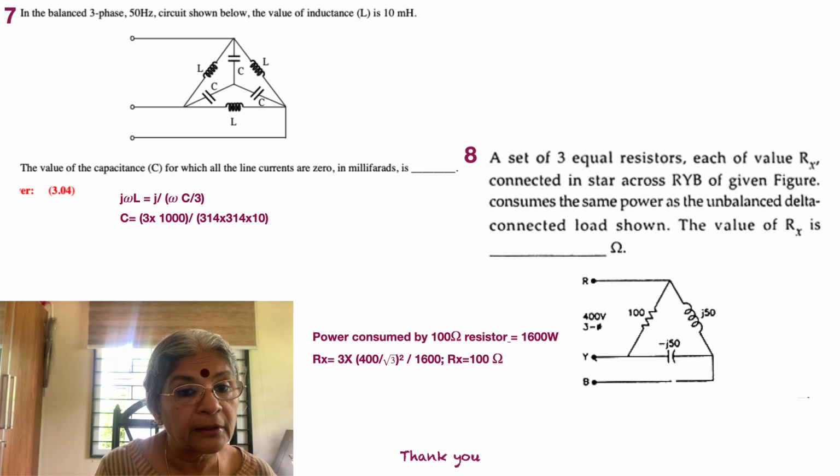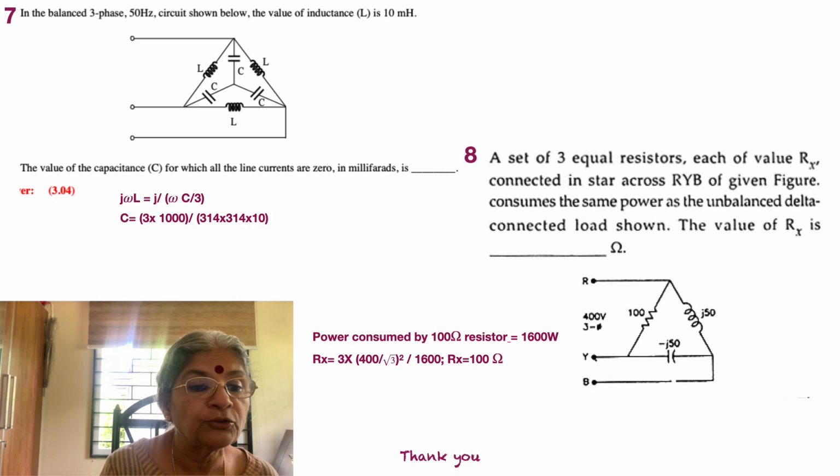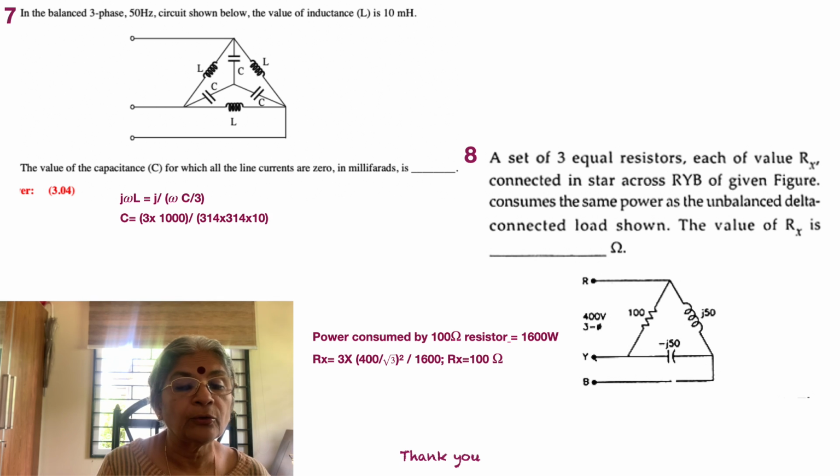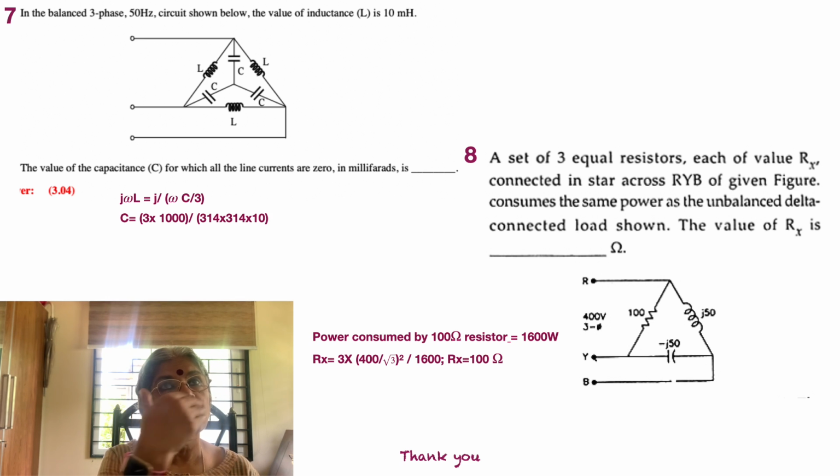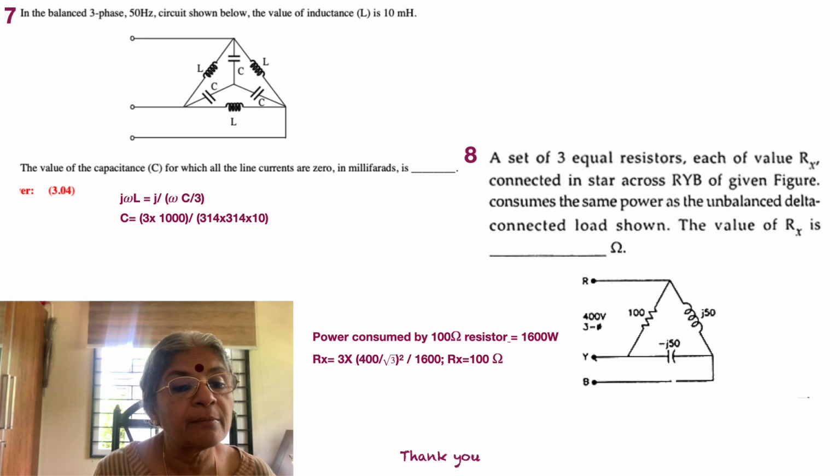So each consumes 1/3 the power, and that's what is given here. Rx is equal to, now they are connected in star, so the voltage across them is going to be 400 by root 3. So 3 into (400 by root 3) whole squared divided by 1600, which is 1600 by 3 in the denominator. So Rx is equal to 100 ohms. As simple as that, and that concludes our first session on three-phase circuits. Thank you.